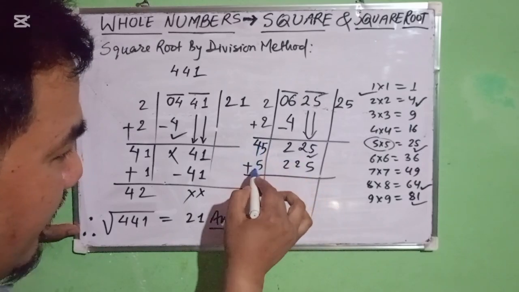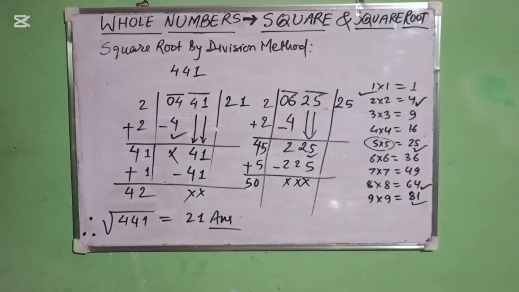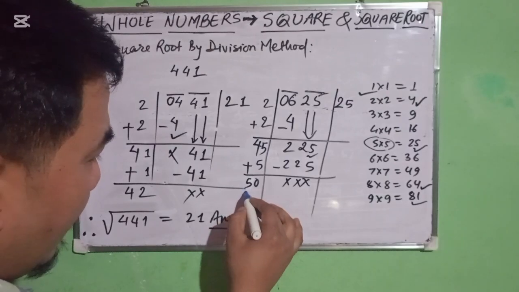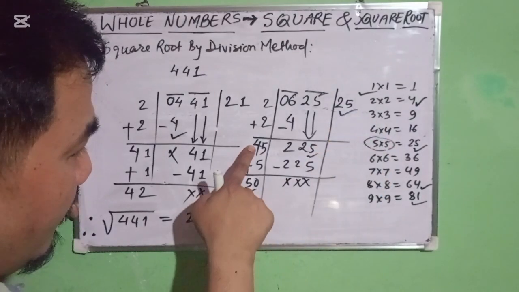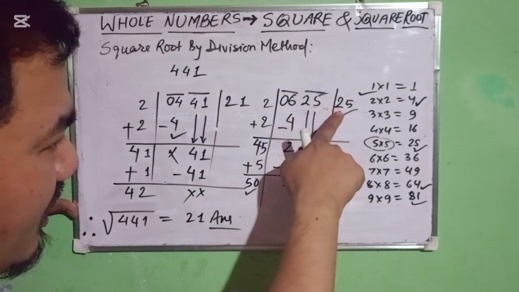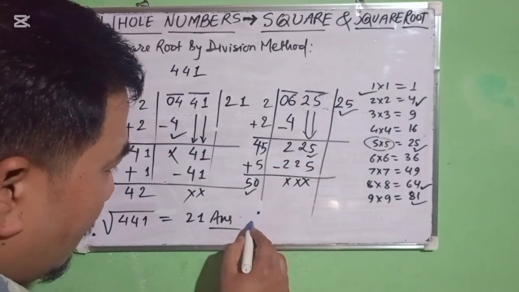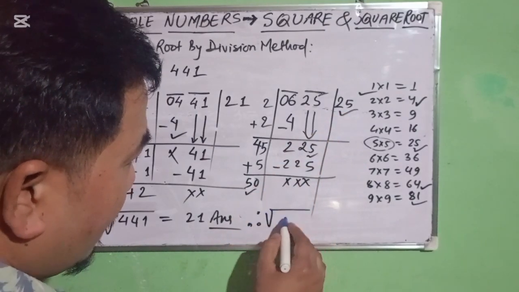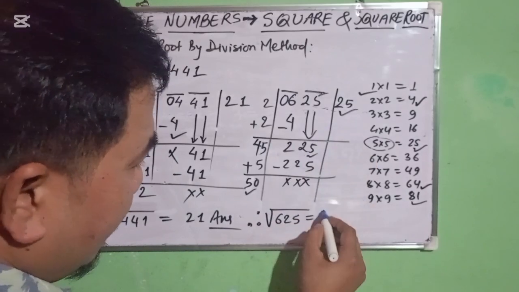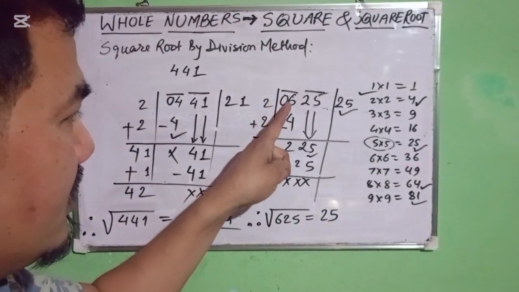45 and 5 multiply and write here, and subtract this, it is all cancelled, and it will be here now 50. When we add this 45 plus 5, it will come here 50. And here is 25, it will be exactly double of this answer. The right answer here, therefore, the square root of 625 equals 25. The square root of 625 is 25.